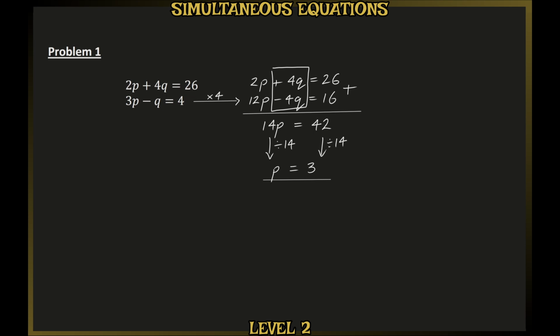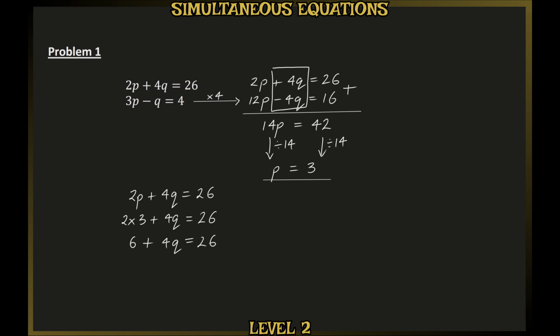We now need to take this value and substitute it into one of the two original equations to find the value of q. I'm going to choose the first equation because it has a plus in it, so it's going to be a little bit easier to work with, but you could also use the second equation if you wanted to. Now substituting p equals 3 into this equation, we have 2 times 3 plus 4q is equal to 26, and since 2 times 3 is 6, we have 6 plus 4q is equal to 26. And we can now solve this equation to find the value of q.